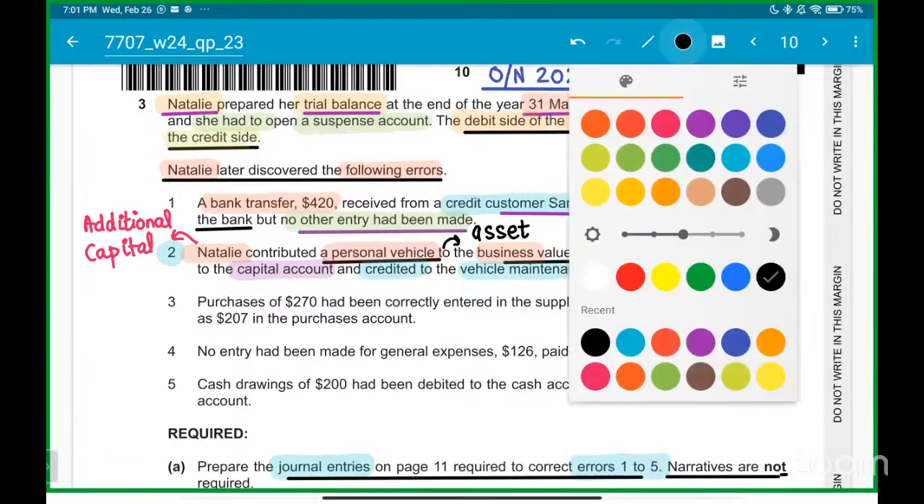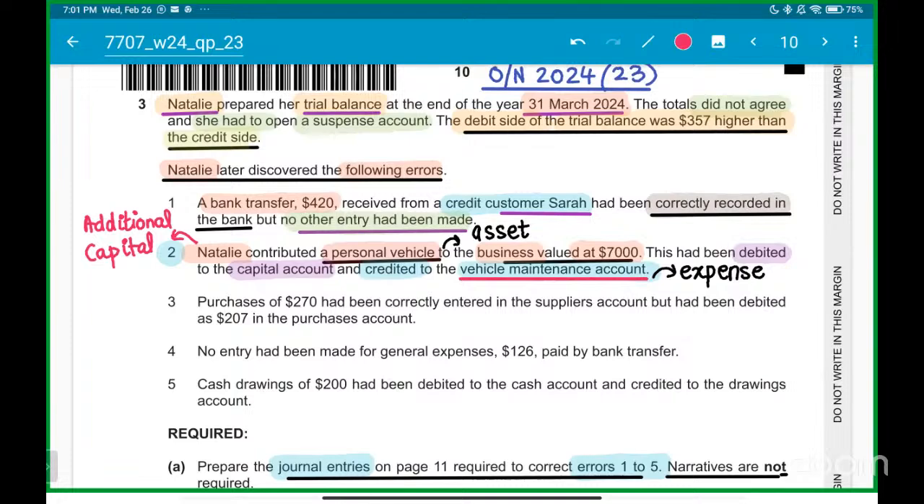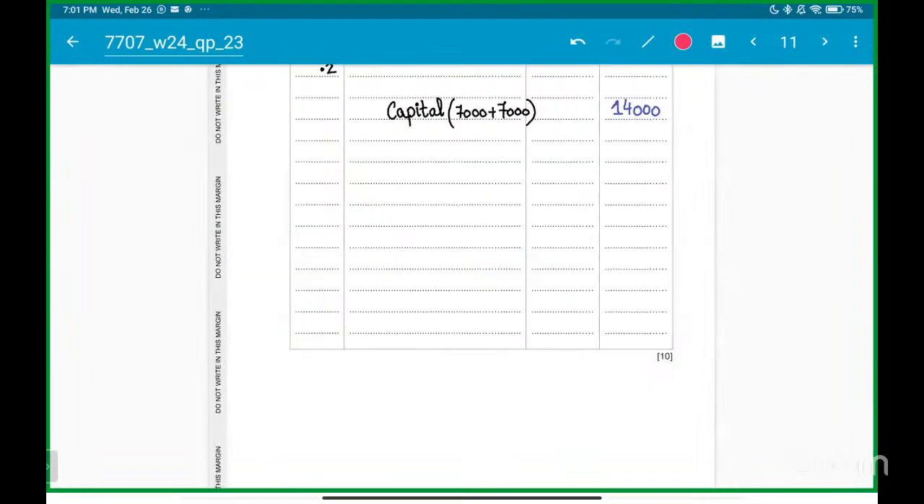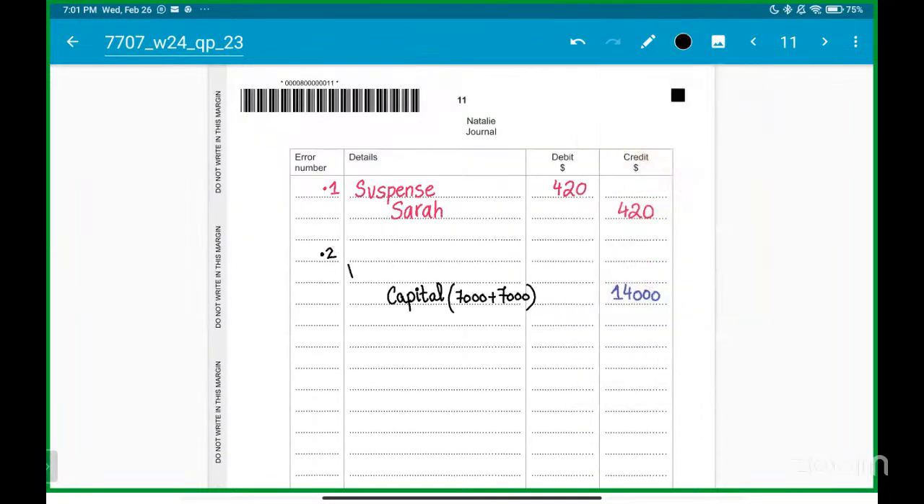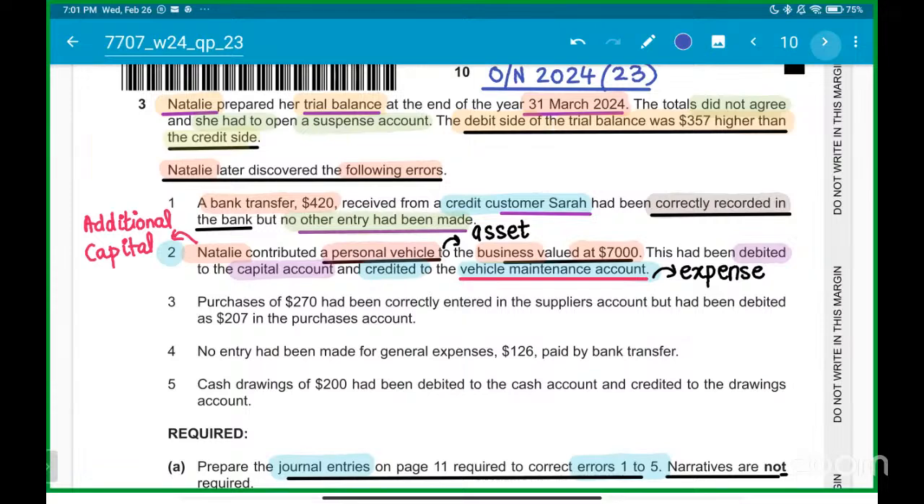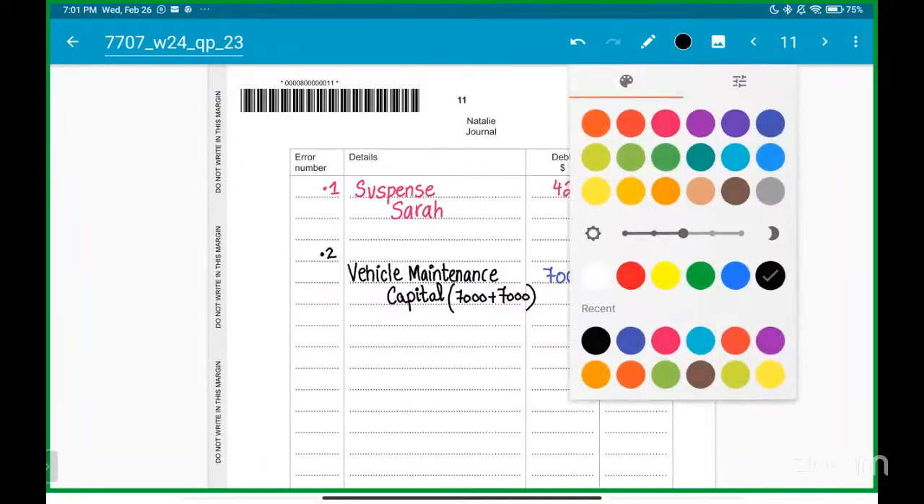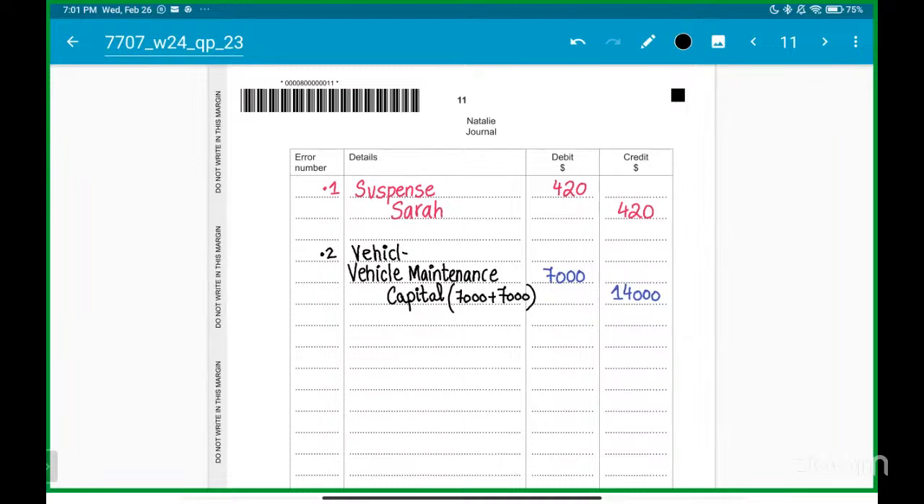So students need to understand that the vehicle maintenance account should not exist. So we go back and tell the person that the vehicle maintenance account has been credited by mistake. So you take the vehicle maintenance account on the debit side by $7,000, and similarly record the asset, the personal vehicle, as the asset account. So the vehicle as an asset will be recorded on the debit side for $7,000, and that's how the complete error will be corrected.